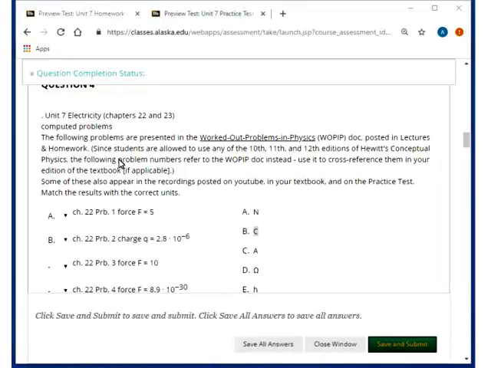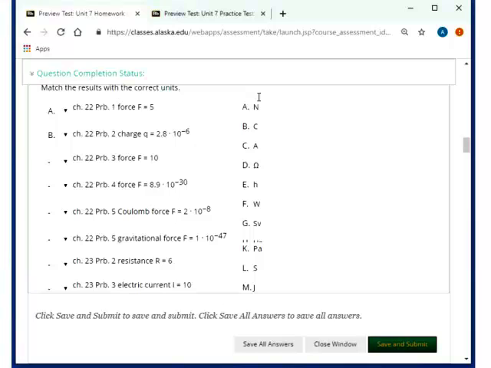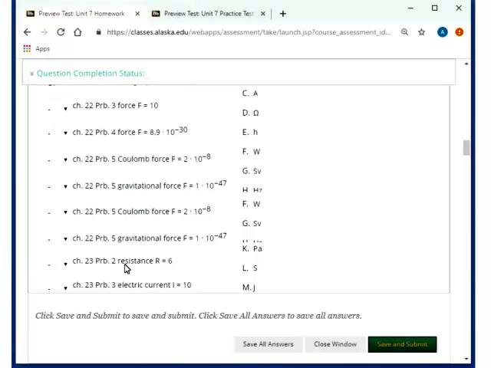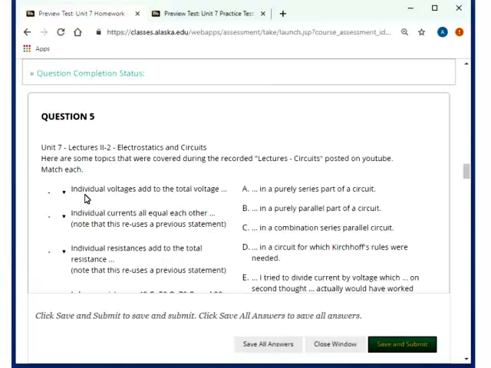And then, of course, force, again, Coulomb force, gravitational force, they all should take on newtons. Charge, again, is coulombs. Electric current here, that's probably amps. Resistance, that's probably ohms, and so on. So kind of like almost a giveaway here, but still look at those problems. All right, electrostatics and circuits.